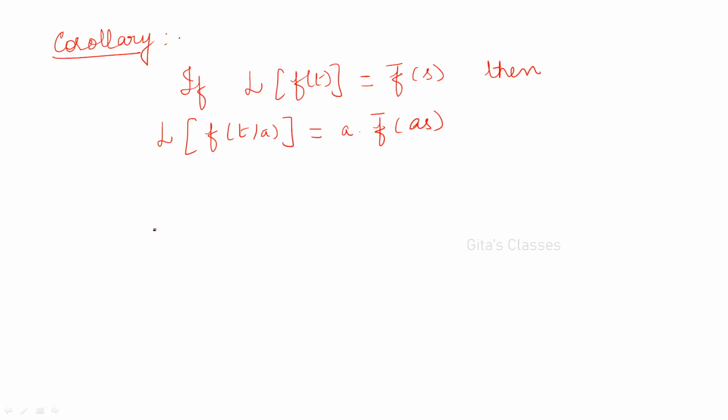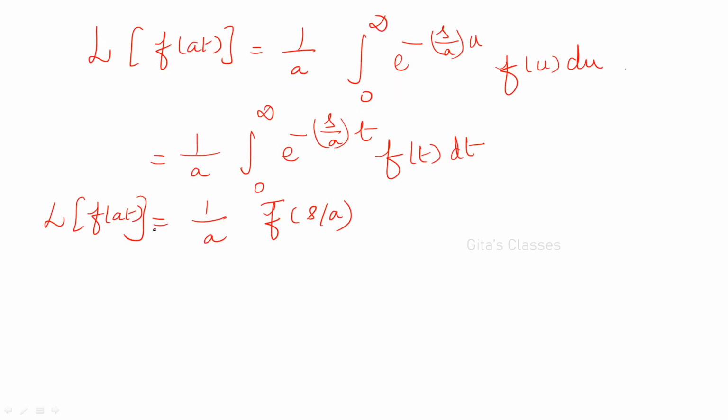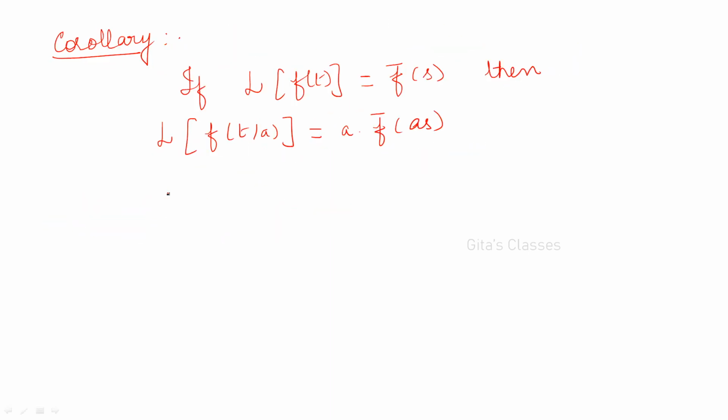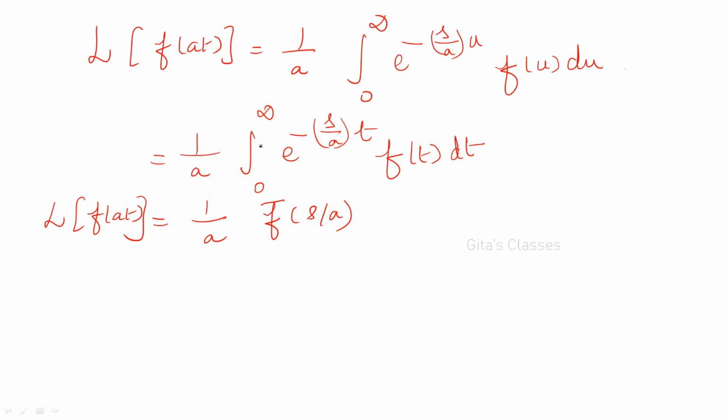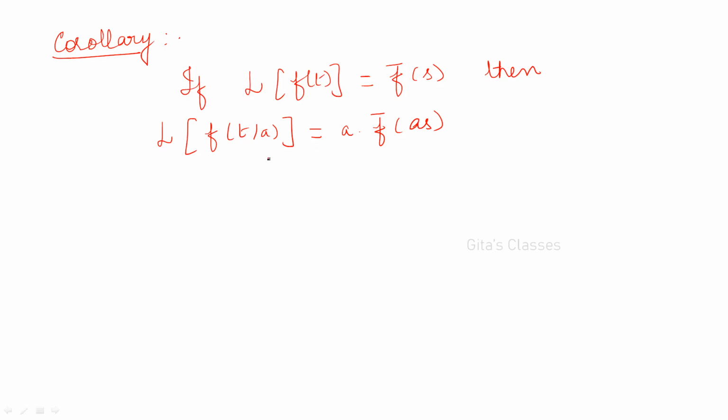Okay. So in the place of at, if you have t by a, here a into t is multiplied, and in the result it is divided by a. If it is t by a, then it will be just the opposite. Here we have multiplied by a, therefore 1 by a into f bar of s by a. So here, if we have divided t by a, therefore multiply on both sides: a into f bar of as.